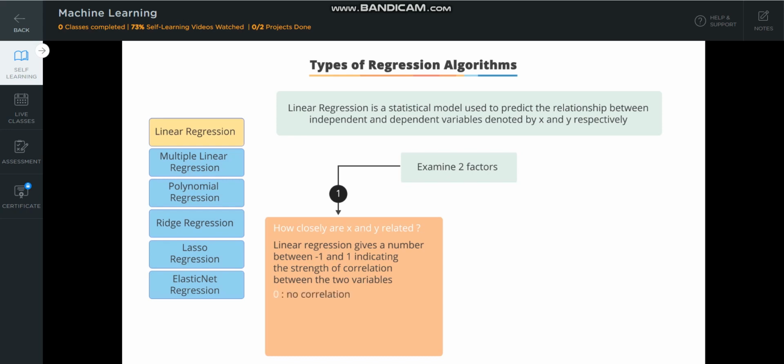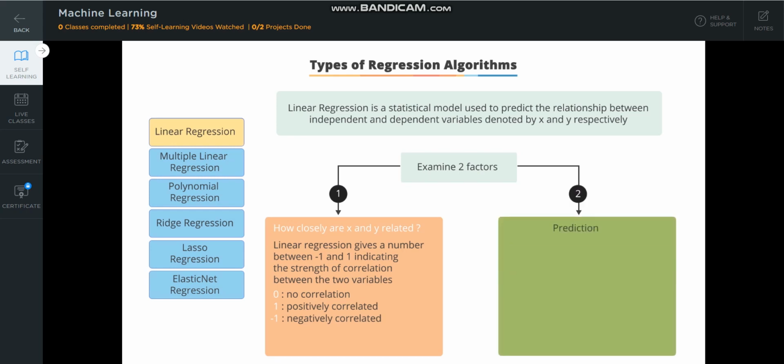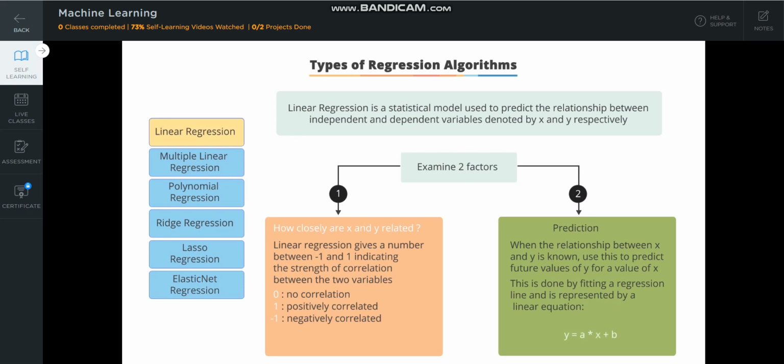0 indicates no correlation. 1 indicates positive correlation. -1 indicates negative correlation. The second factor is prediction. When you get the result of linear regression that also represents the relationship between x and y, use that result to predict the future value of y for a value of x. This is done by fitting a regression line and is represented by a linear equation, that is, y equals a times x plus b.